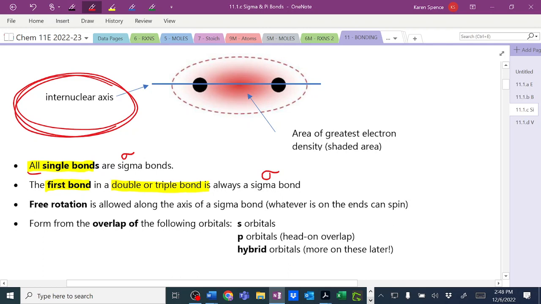Now, anything that is on the end of a sigma bond is free to rotate. So it's like this pen cap, I can rotate it, yes? So if I have a sigma bond, anything that's on the end can spin. We don't really have time for it today, but next day I'll bring in some molecular models so you can see what it looks like when things spin.